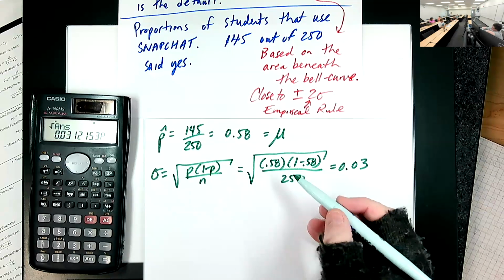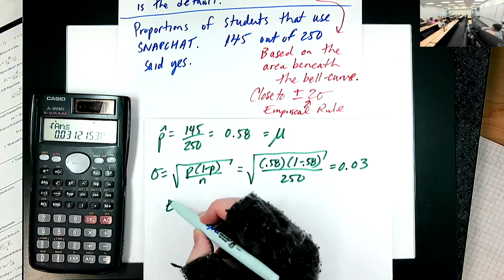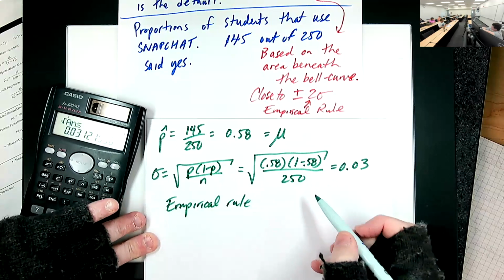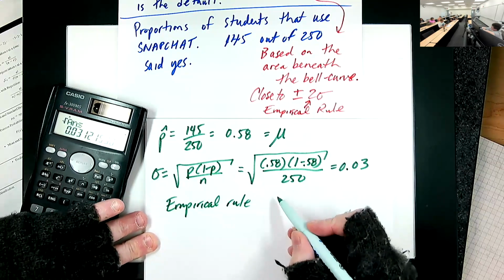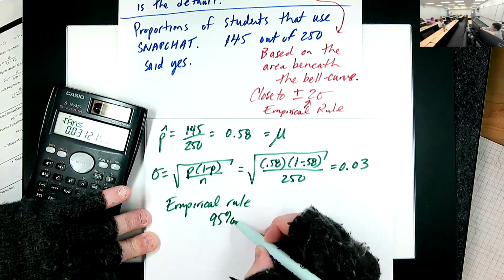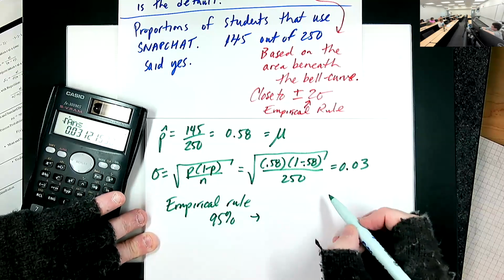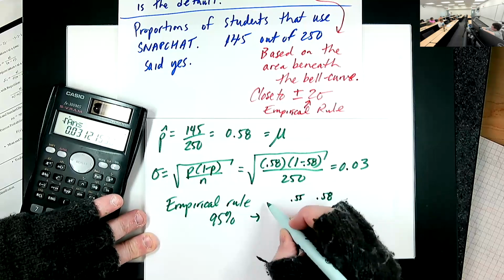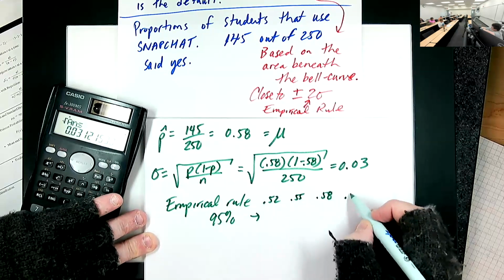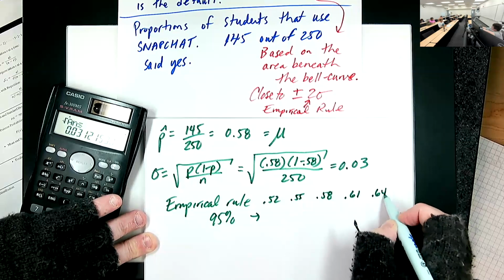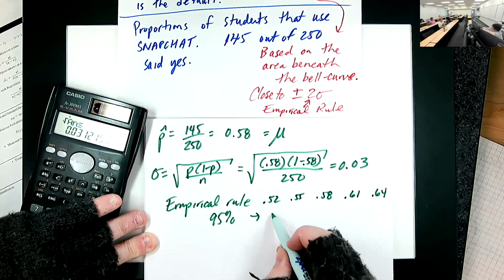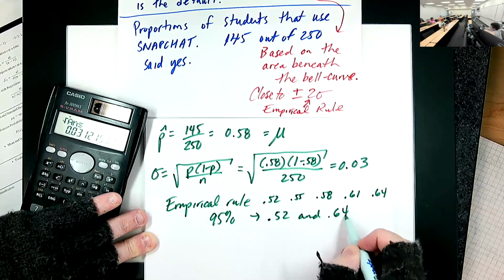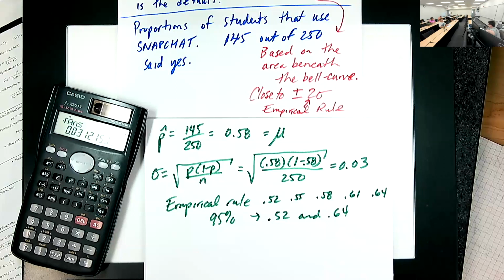So if I wanted to use the empirical rule, I would subtract twice this for 95%. We'd have the 0.58, the next one over would be 0.55, then 0.52, and going the other way would be 0.61 and 0.64. We would say by the empirical rule between 0.52 and 0.64. But I don't think that's what's going to happen with the applet.